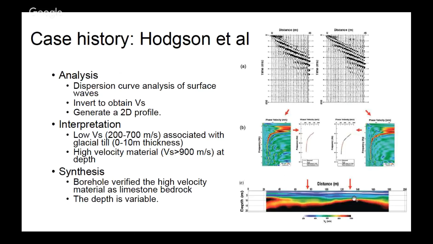So when they looked at their final model and started to do their interpretation of it, they verified some things through boreholes. They looked at their section and saw these areas of fairly low seismic shear wave velocity. They said that those low values were associated with the glacial till unit that they wanted to map. And the higher velocity material at depth, the stuff down here in the black, was their bedrock interface.